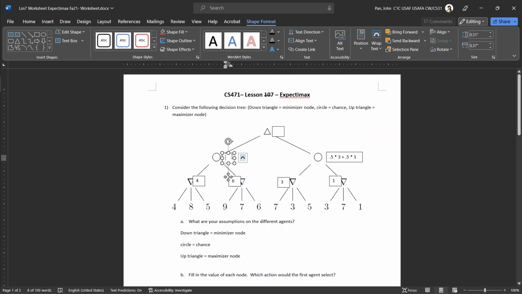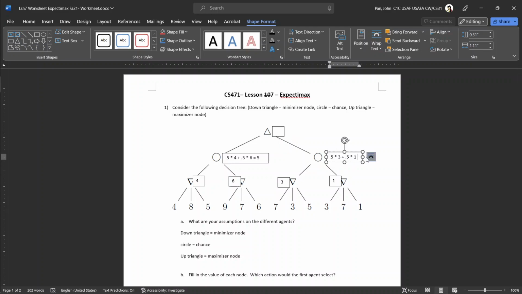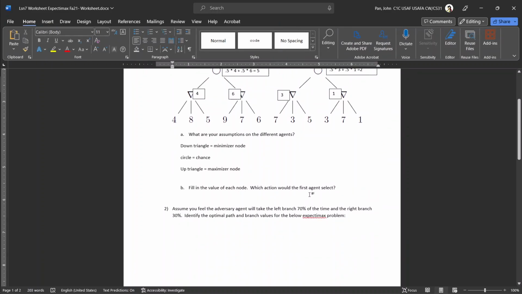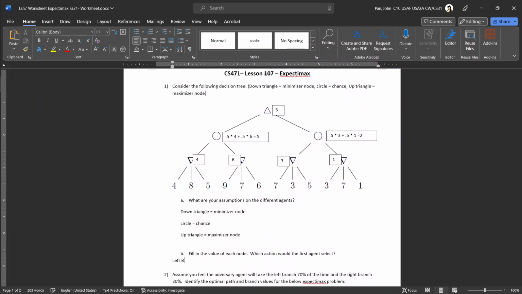Now let's try this guy. 50% chance of going left for 4, plus 50% chance of going right for 6 equals 3 plus 2, which is 5. And finally we have our maximizer. So our maximizer can select either 5 by going left or, sorry, I believe that's actually 2 by going right. So because it's a maximizer, it selects the highest. And which action would the first agent select? Left branch.